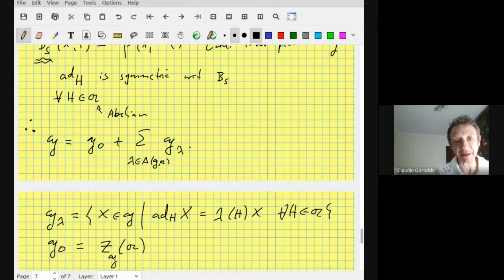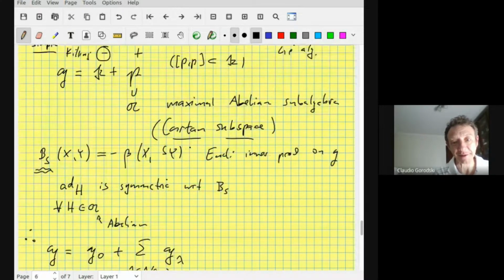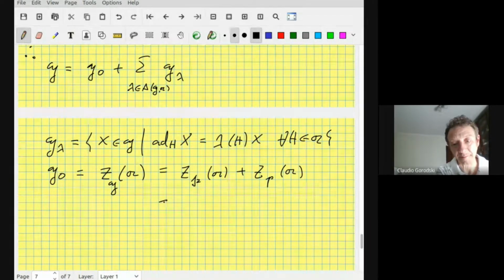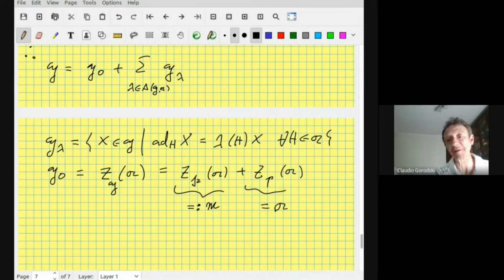But A is contained in P. So A is S invariant, so the centralizer will also be S invariant. So it will be the centralizer in K plus the centralizer in P. So this we call, say, M. And this is going to be A because A is maximal abelian in P. So this is M plus A. Okay.